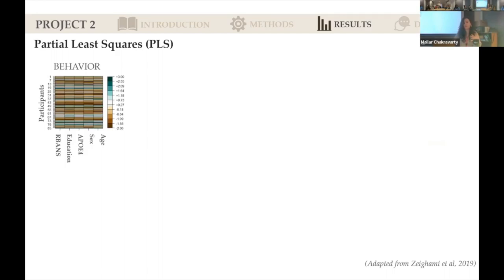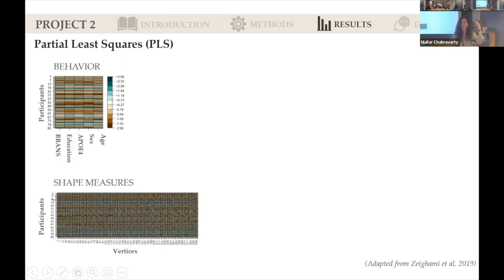For that, we had our first matrix, which is the behavioral matrix, which is participant-wise. Each row is a participant, and each column is a behavioral or demographic score. So we have age, sex, APOE4, education, and so on. And we had another matrix, which was our shape measurement. Again, we had participants for each row, and this time the columns were each vertex.